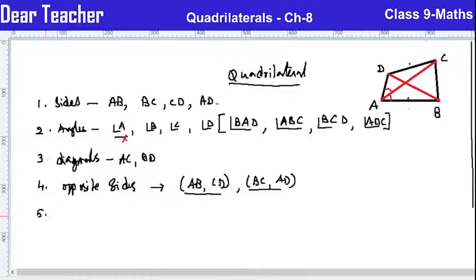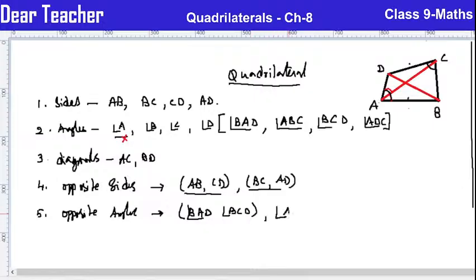And the fifth one, opposite angles. What are opposite angles? You take one angle, I will take angle A, or angle BAD. This entire angle is opposite to angle BCD. So angles BAD and BCD are opposite angles.